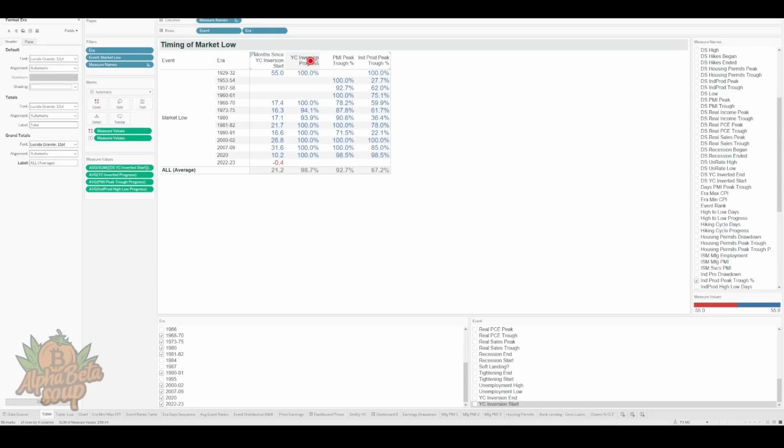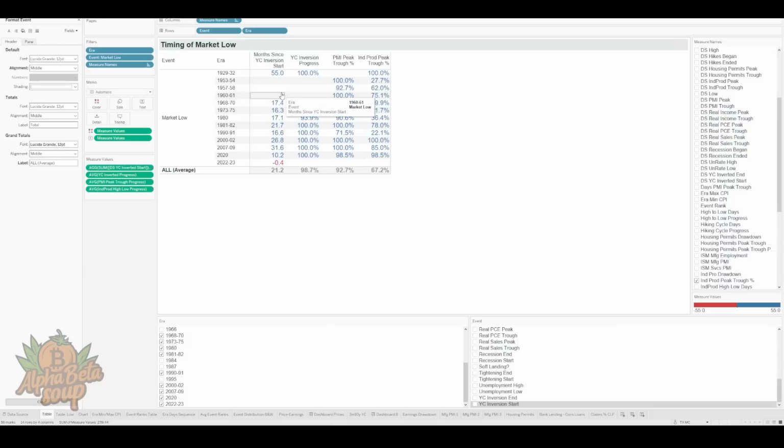So what you'll see here, the next column, just to carry this exercise forward, is called yield curve inversion progress. So this is, if we were to look at from when the yield curve inverts to when it re-steepens out of inversion, and we consider that a 0 to 100%, where was the market low in that cycle, right? From 0 to 100. And what you'll notice here is that not only does the market low come after the yield curve begins inverting, right?